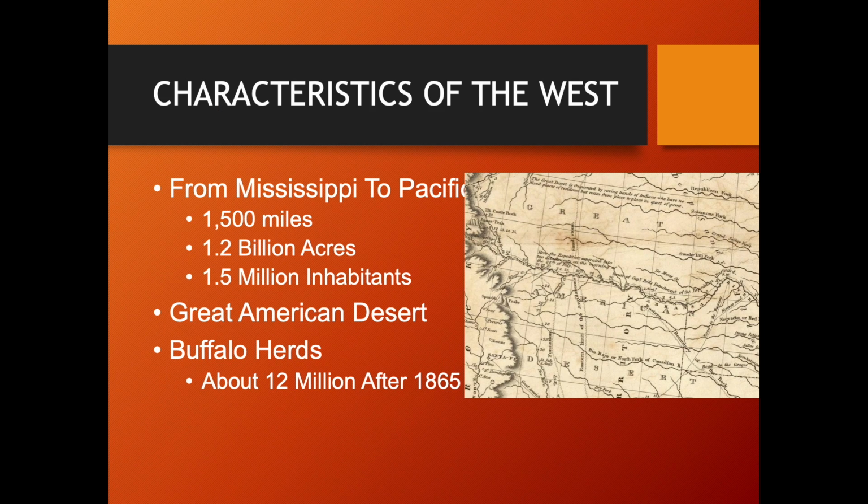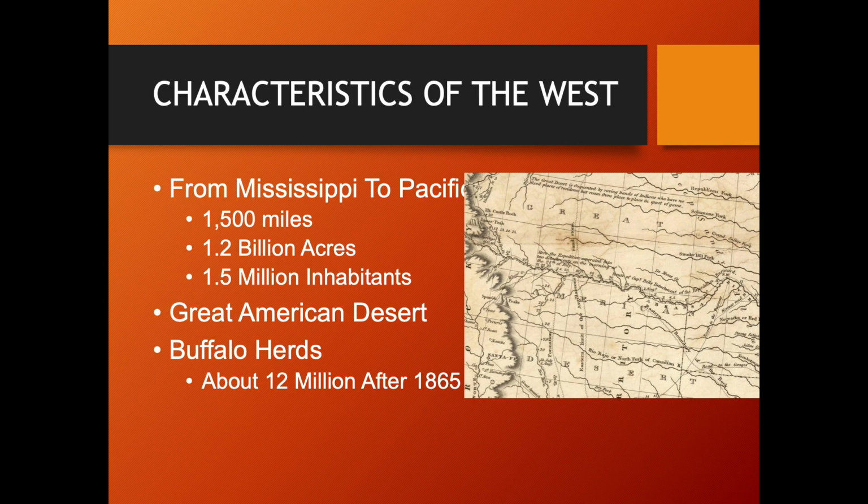The American West runs about 1,500 miles from the Mississippi River to California. That's what historians have traditionally considered the American West. It's 1 billion acres, and over 1.5 million inhabitants lived there at the time following the Civil War. So that's the period we're looking at.